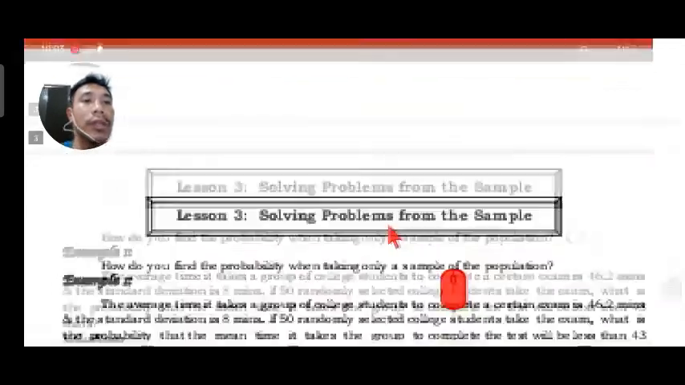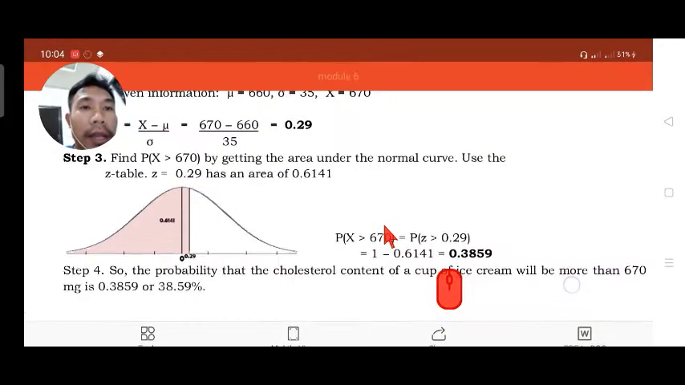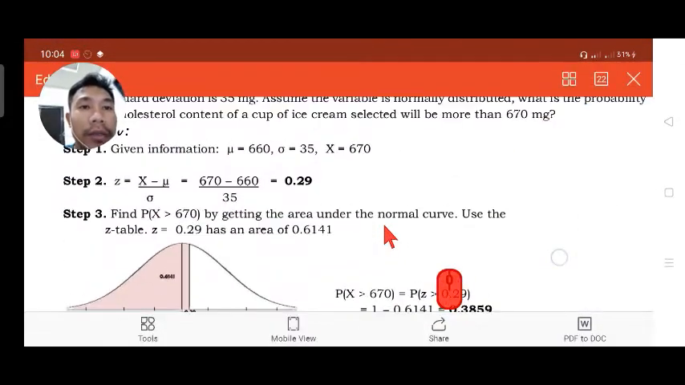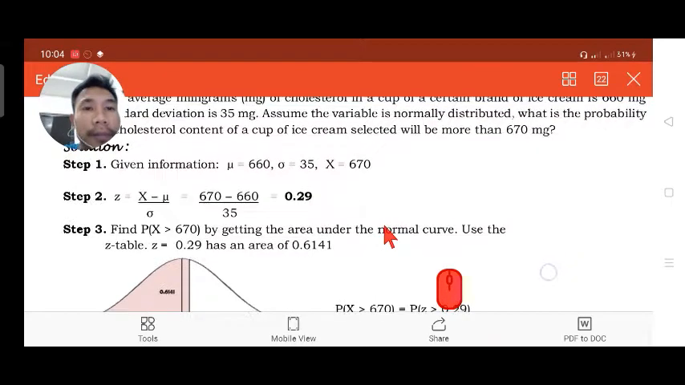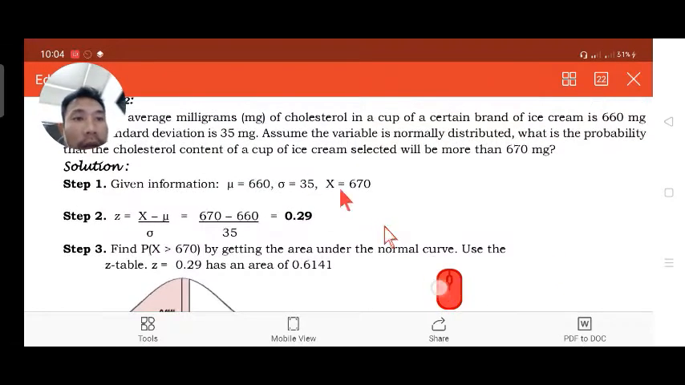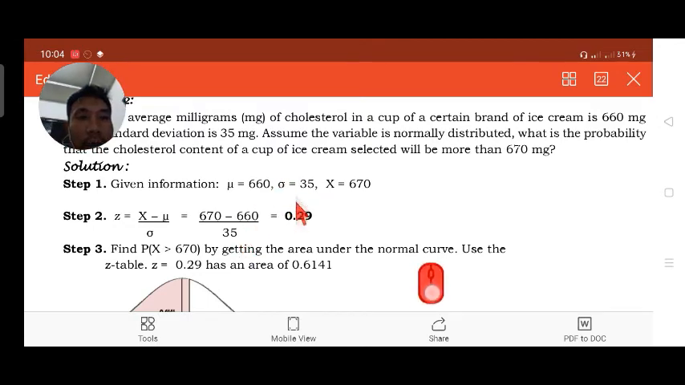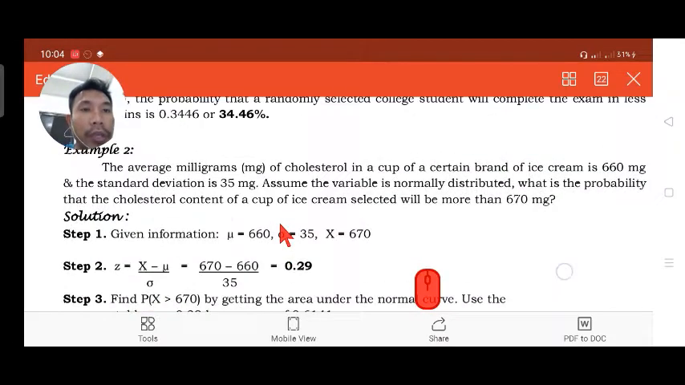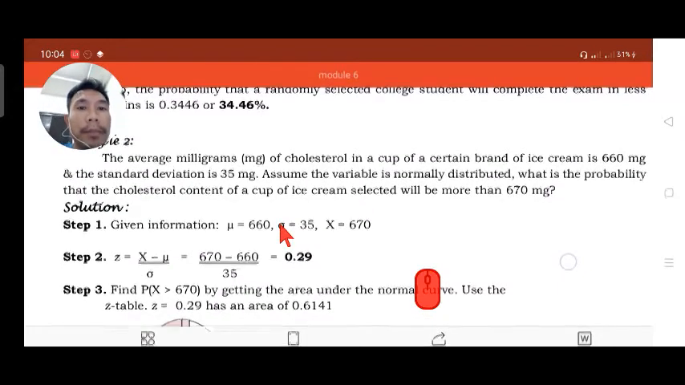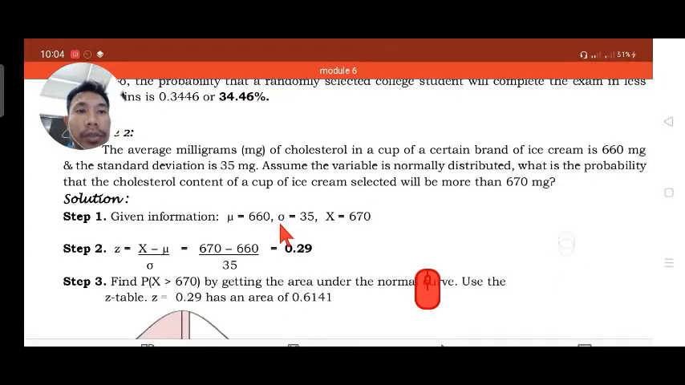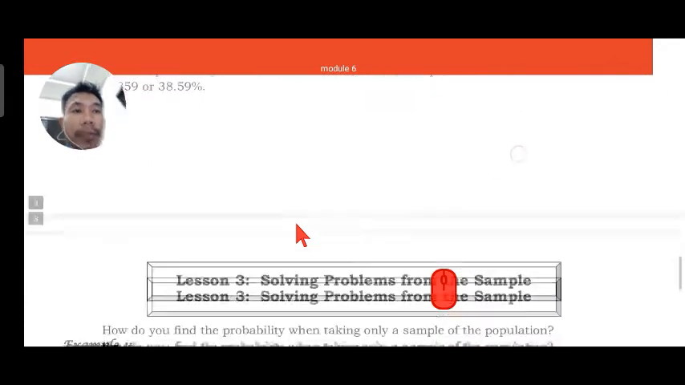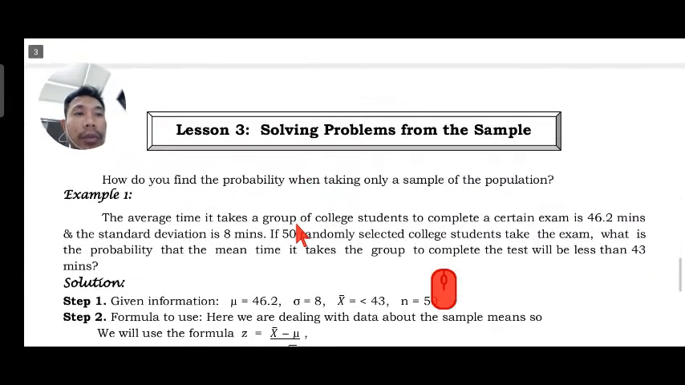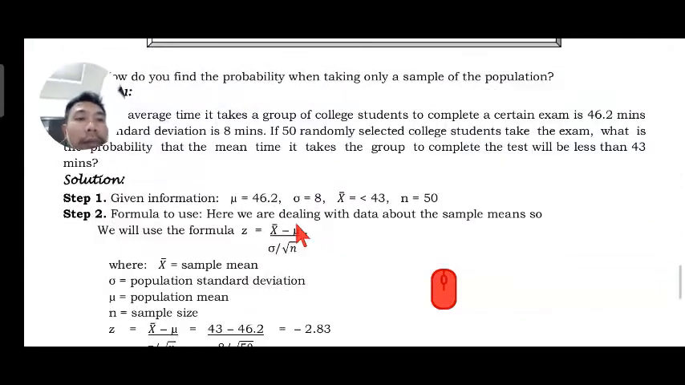So, unlike dito na automatic, we will use the population standard deviation here. Automatic. Why? Because we are using a population. Because we are solving from a population. Here, we are solving from the sample.